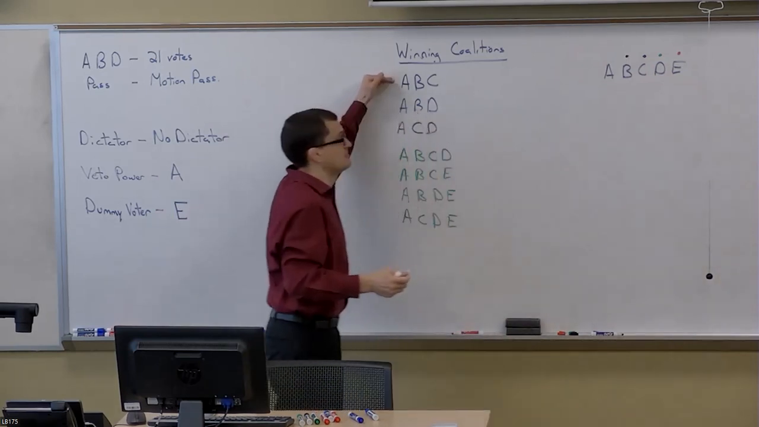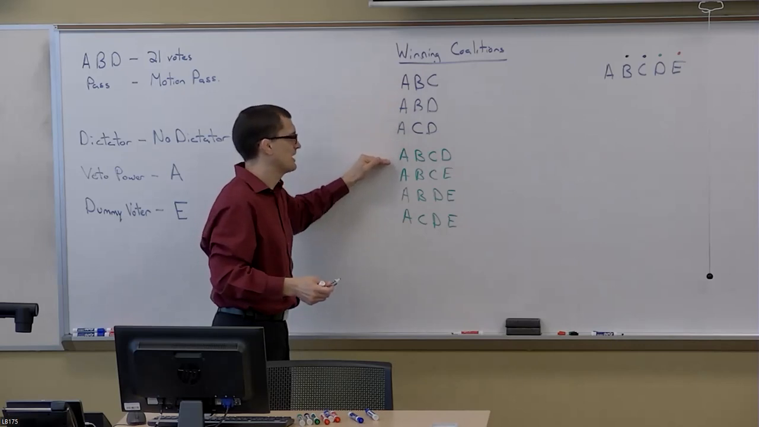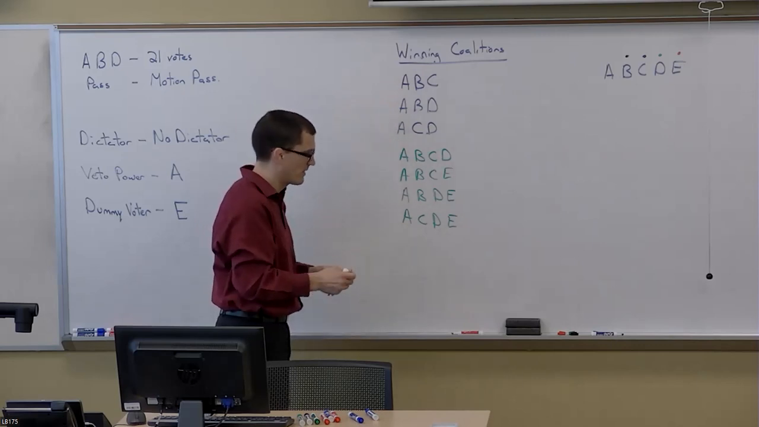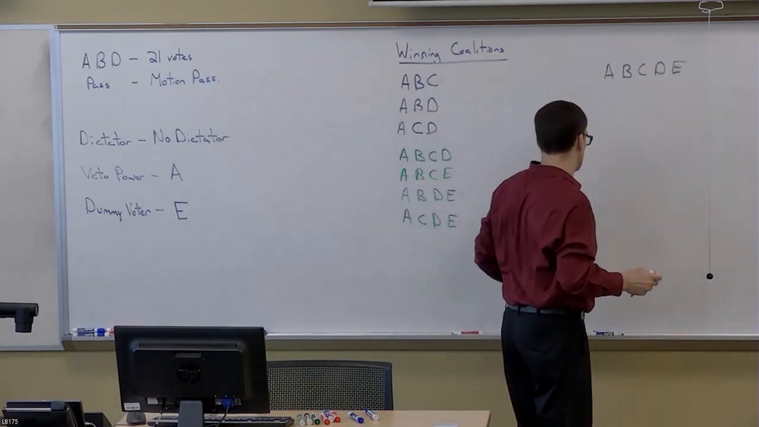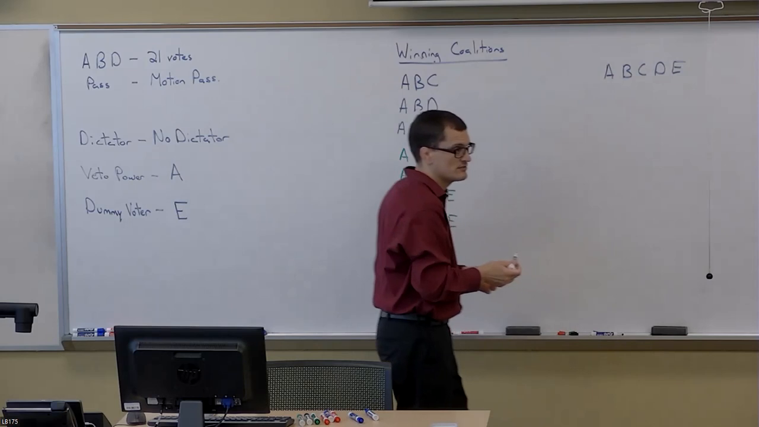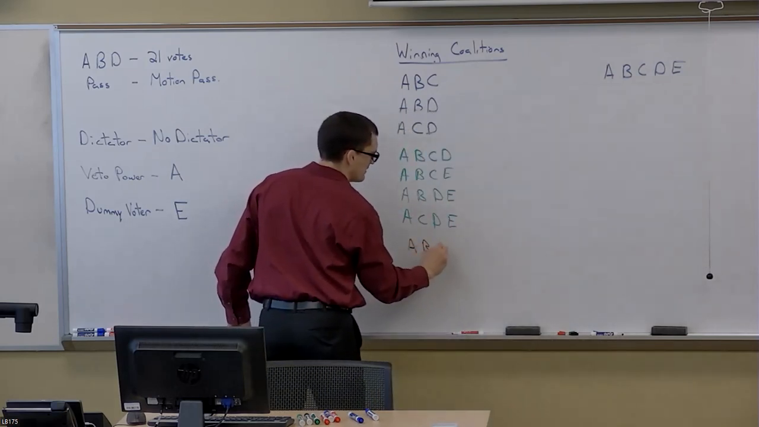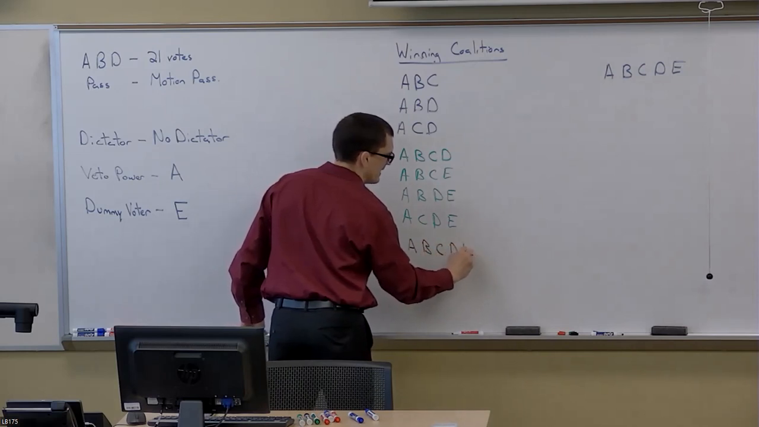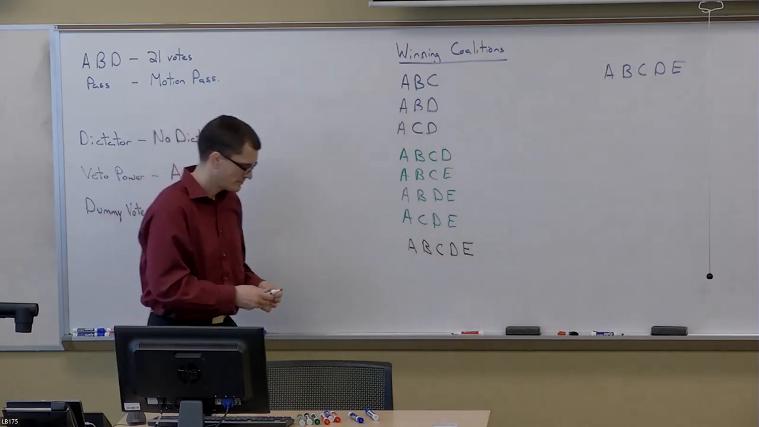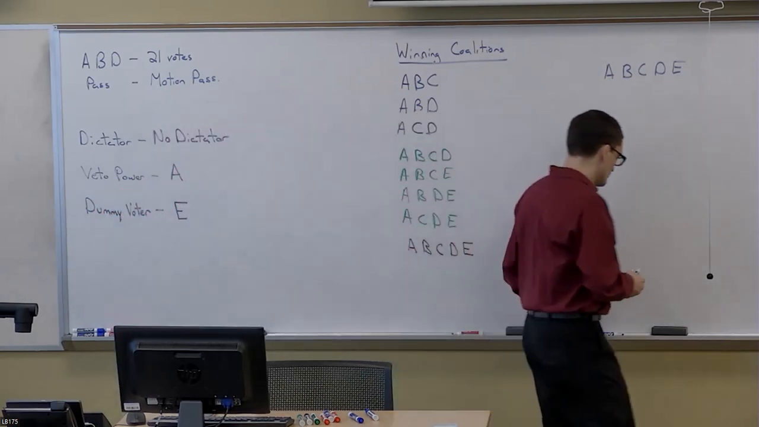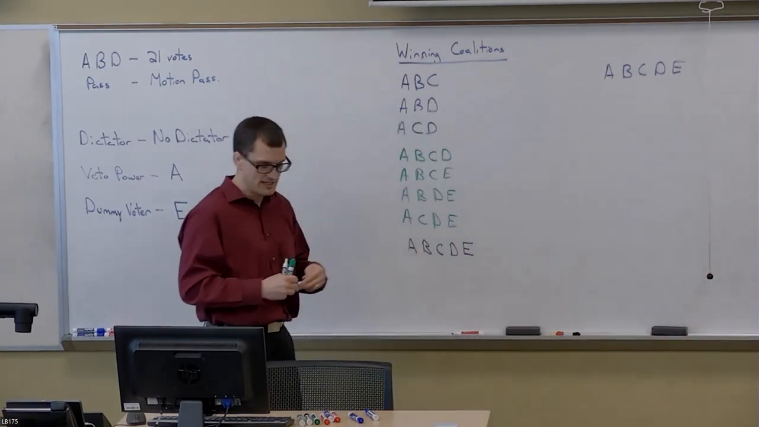So that's all, I checked all my groupings of size 3. I checked all my groupings of size 4. And then the group of size 5, well, there's only one group of size 5, including all the letters. So A, B, C, D, E is also a winning coalition. So those are all the different winning coalitions in this example, right?